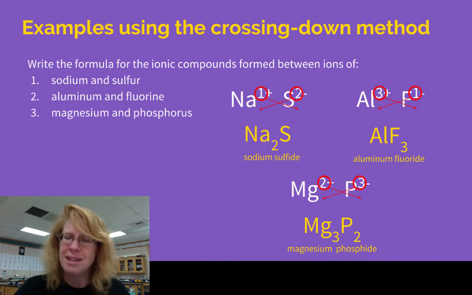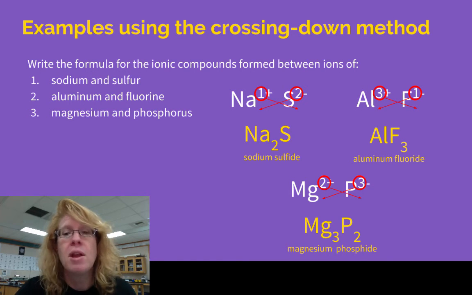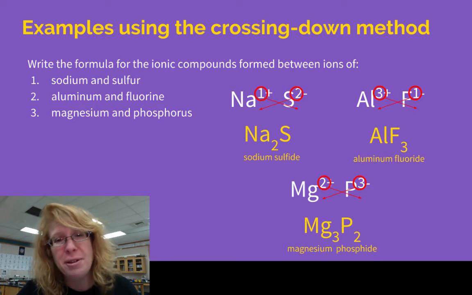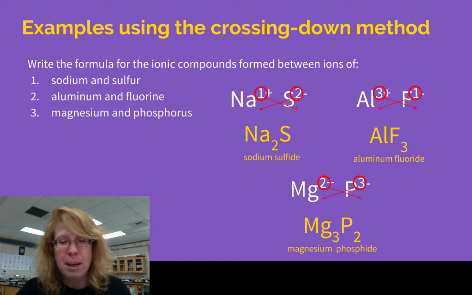And if you actually do it, it doesn't seem like it adds up to 0. Remember, each magnesium is a 2+. If I have 3 of them, that's a total charge of 6+ from those magnesiums. Phosphorus is a 3-, and if I have 2 of those, it's a total charge of 6- on those negative ions. So 6+ and 6- balances each other out.